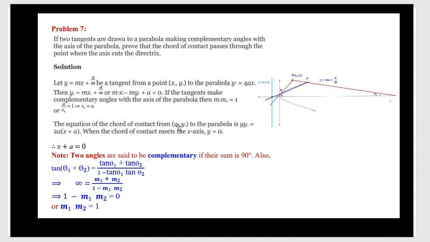Then when I draw the chord of contact from this point, we are getting this. This chord of contact meets the x-axis, that is the axis of the parabola, whose equation is y is equal to 0. When I substitute y equal to 0, I am getting x plus a is 0. That is the equation of the directrix. So the chord of contact cuts the axis at the point minus a, 0, which is a point on the directrix. Okay.